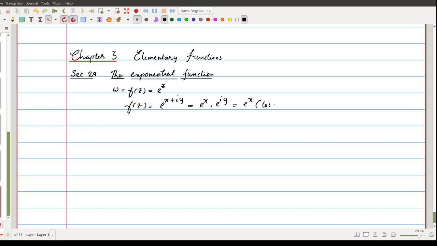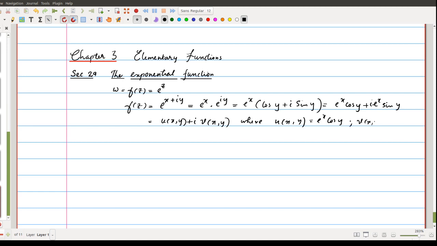So you can replace that quantity by cos y plus i sin y, and consequently you can write this as e to the power x cos y plus i times e to the power x sin y. So from this expression you can write this as u of x,y plus i times v of x,y, where u of x,y is nothing but e to the power x cos y, and v of x,y is equal to e to the power x sin y.